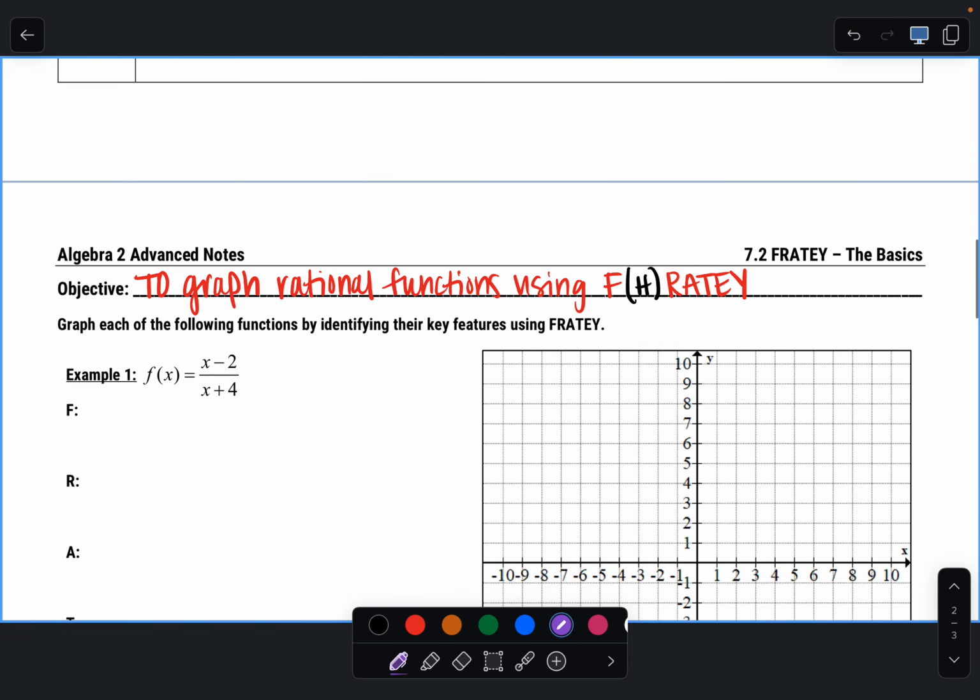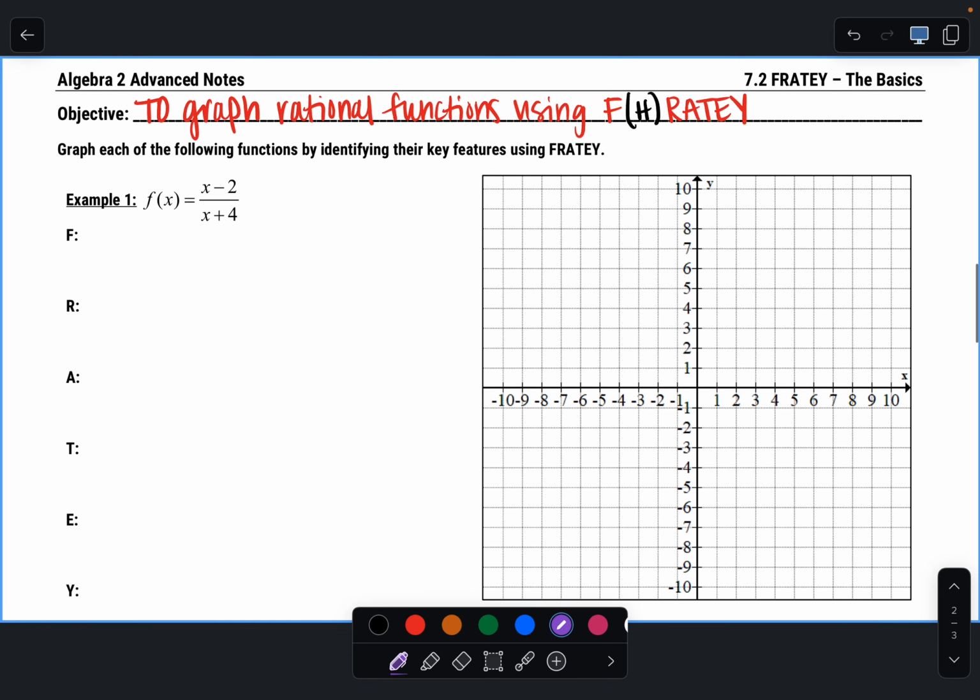So let's go in. For example 1, do I have to do any factoring? Is it already factored? It's already factored. So I'm just going to go ahead and rewrite this as x minus 2 over x plus 4. Technically, you don't even have to do this. If it's already in factored form, great. Just for my people who need some reminders, this is my numerator on the top. This is my denominator on the bottom.